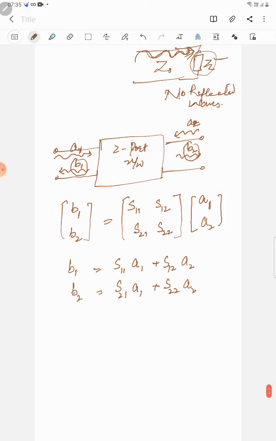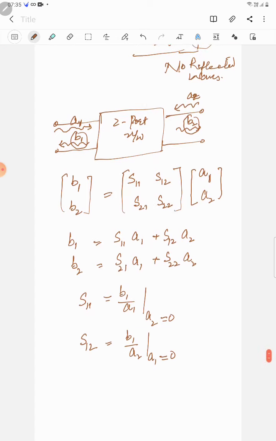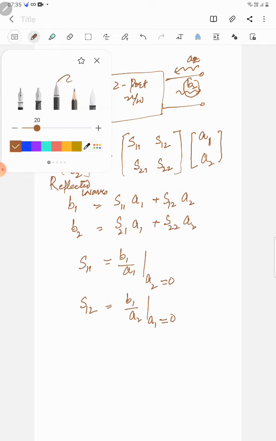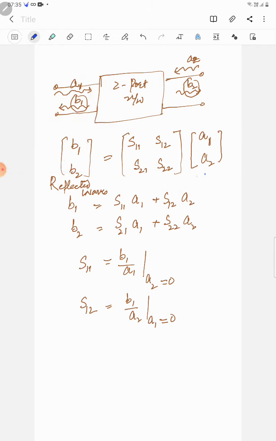So if I have to find, for example, S11, S11 would be B1 upon A1 whenever A2 is equal to 0. Likewise, S12 would be B1 upon A2 whenever A1 is equal to 0. We'll see them as we go down the line. So B1 and B2 represent the reflected waves, and A1 and A2 represent the incident waves.